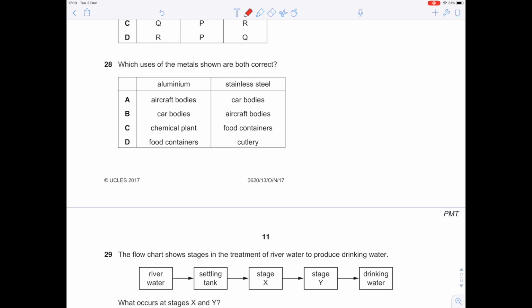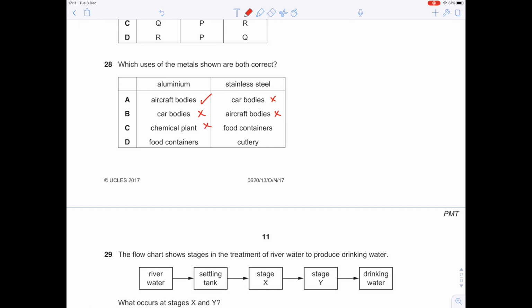Which uses of the metals shown are both correct? Aluminium used as aircraft bodies, yes. Stainless steel used as car bodies, no. That would be a crazy expensive thing to do. And as I actually look down, stainless steel would be far too heavy to be used as aircraft bodies. I'm not sure about aluminium. I say no, that's probably too soft.